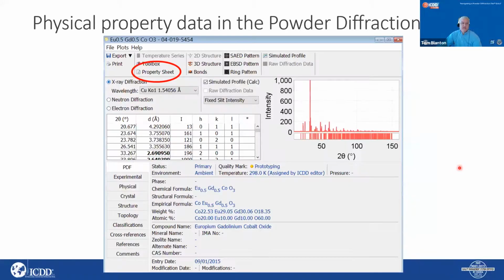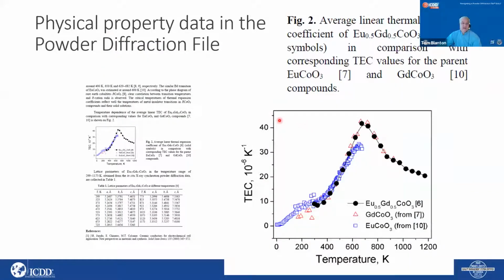Now, sometimes the property sheet is not diffraction data, but some type of true physical property. Here is a perovskite material. It's a mixed rare earth cobalt oxide perovskite. When we look at the property sheet, in this case, it is a thermal expansion coefficient property sheet. So we have data for the mixed rare earth oxide as well as the singular rare earth oxides. And we can see the effect of temperature on thermal expansion.